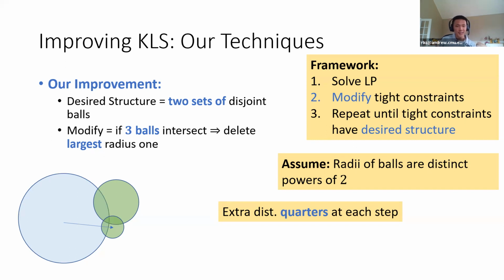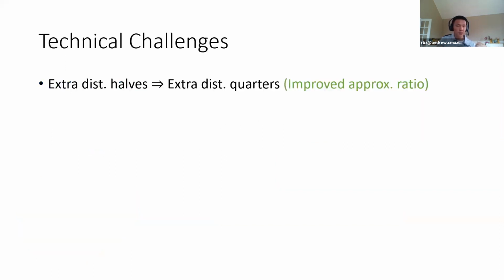We generalize the desired structure of KLS and thus generalize the modification. This allows for improved cost. So what are the technical challenges in this approach? Well, we've already changed the extra distance halving at each step to the extra distance quartering at each step. This immediately gives us an improved approximation ratio.